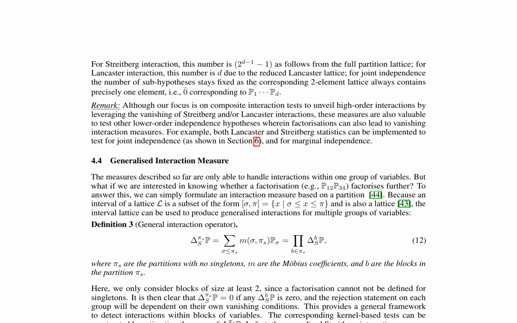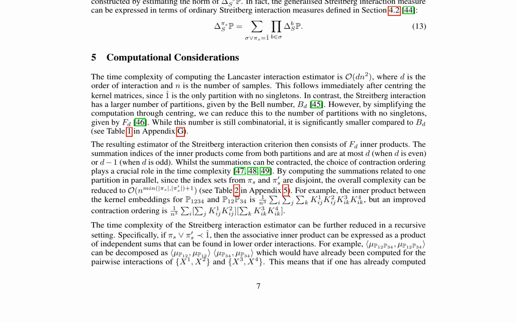The generalized interaction operator increment π_S is defined as a sum of Möbius coefficients over all blocks in the partition π_S, with the condition that blocks have at least 2 elements. The authors explain that the generalized Streitberg interaction measure can be expressed in terms of ordinary Streitberg interaction measures. Computational considerations are also discussed, with the Lancaster interaction estimator having a time complexity of O(dn²), and the Streitberg interaction estimator reduced to O(n^(min|π_S|+1)). The possibility of further reducing time complexity in a recursive setting is also explored.